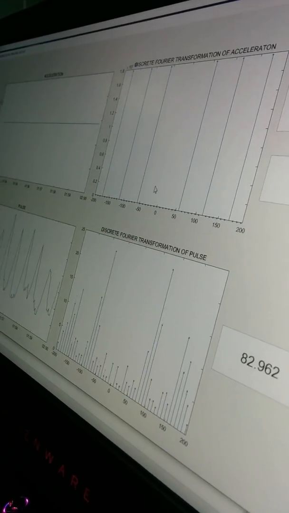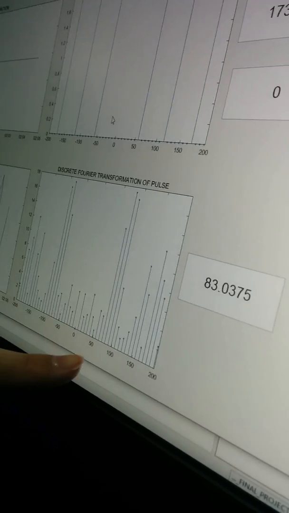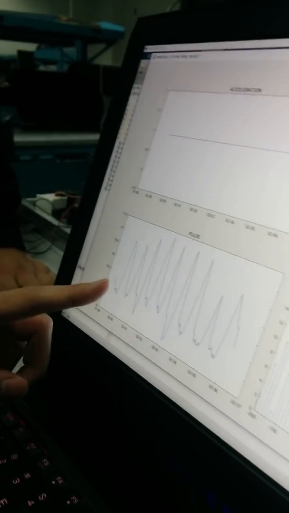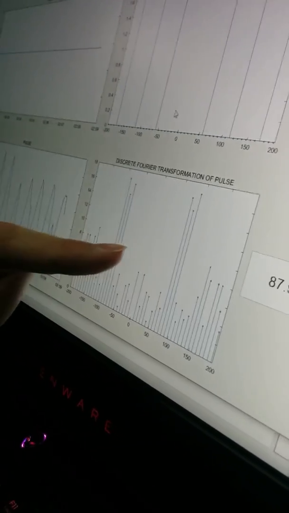What is this basically showing? It's showing the discrete Fourier transformation of this one. So basically, is it in the time domain? It's not the time domain, it's the frequency domain. So you're basically seeing how much power is on each frequency, and this is the power spectrum.